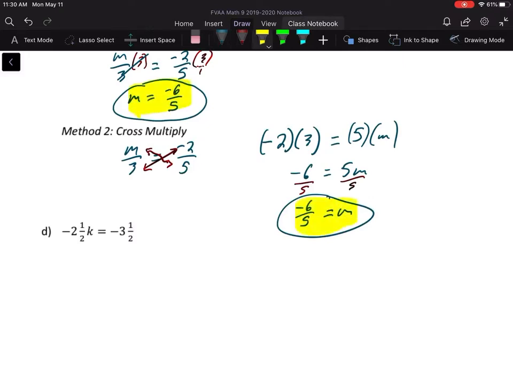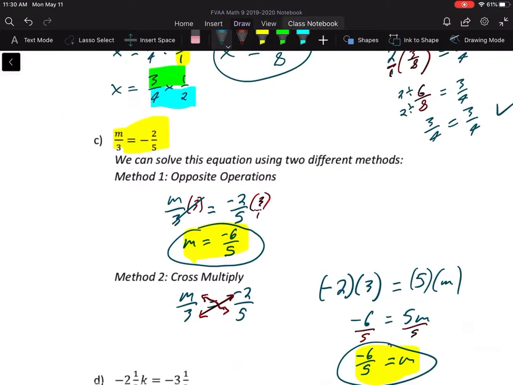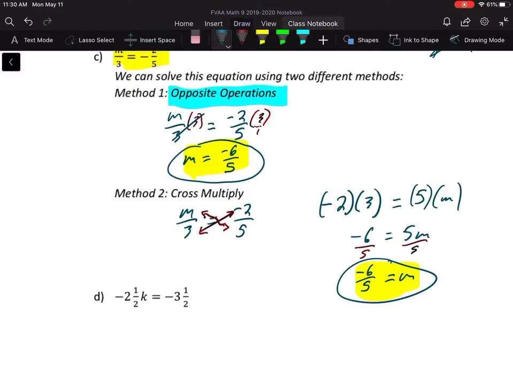Okay? So that's a couple methods you can use. You use cross multiply, but cross multiply really only makes sense when you have matching fractions on either side of the equal sign. Otherwise, you don't really want to use that method. You want to be using the opposite operation method. It's the one that you can use in all algebraic situations, where cross multiply is only for specific situations.